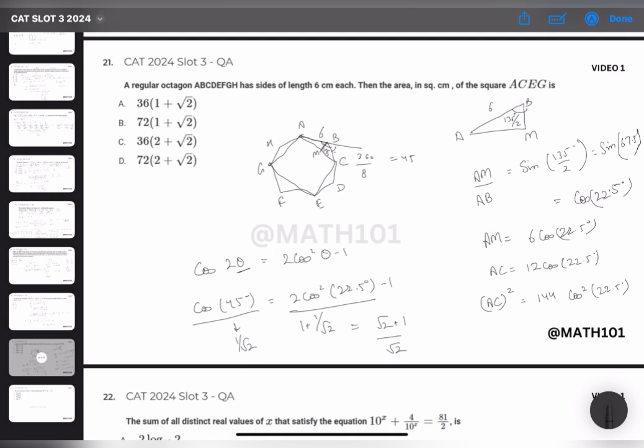So the area is 72 times 2 cos square 22.5 degrees. 2 cos square 22.5 degrees is 2 into root 2 plus 1 by root 2, which is equal to 36 into 2 plus root 2. So the answer is C.